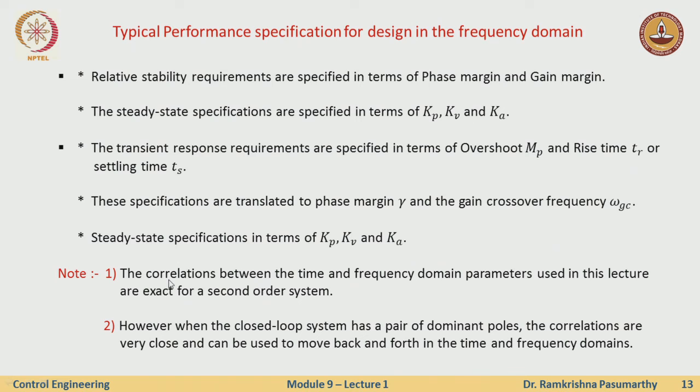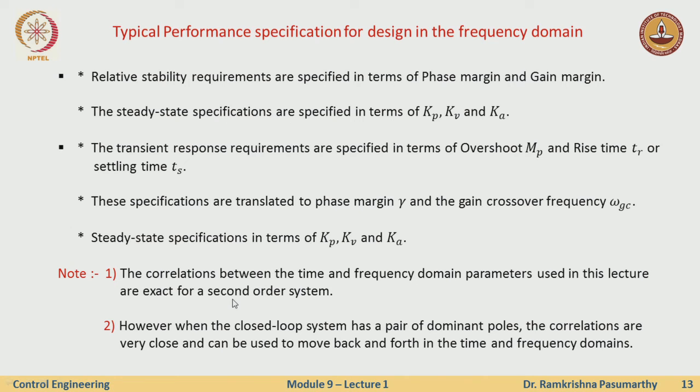And what we have to be careful here is that the correlations between the time and frequency domain parameters used in this lecture are exact for a second order system, right. So, we started our analysis, all the Mp, Mr, these were formulas derived only for a second order system, and in the time domain we translated this specification in terms of the dominant poles, where we wanted the exact plots and the plots with the compensator and the dominant response to be as close to each other as possible, right. So, same thing we could do even in the frequency domain.